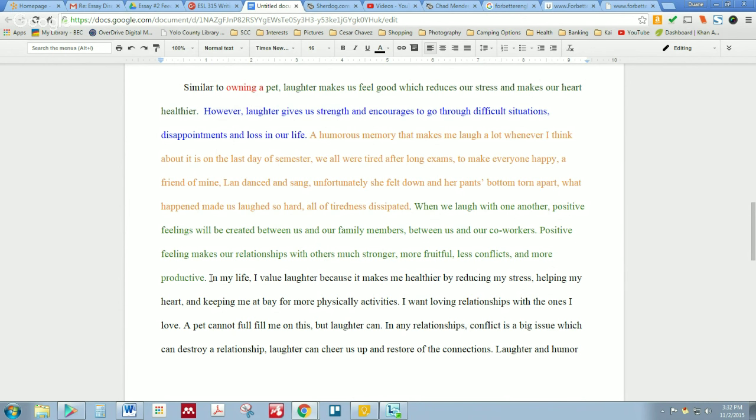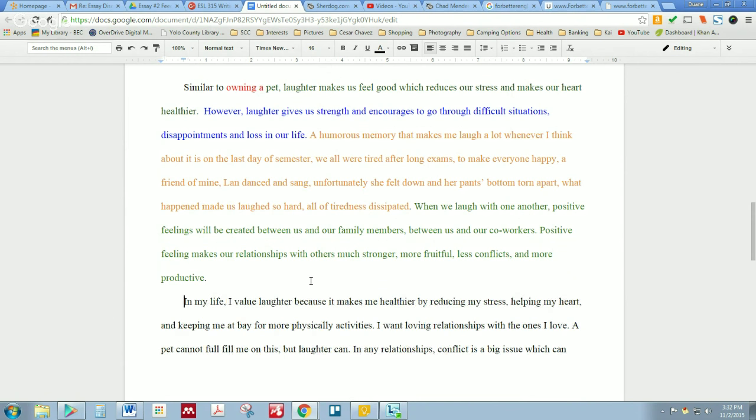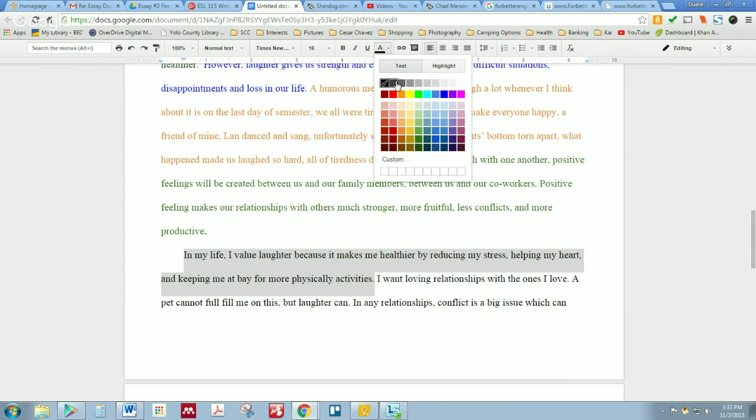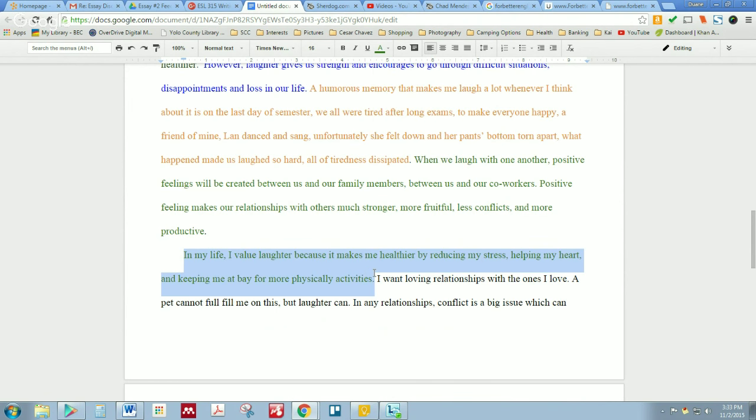And so instead of a long paragraph, this is more about her specifically. So why not make a new paragraph? "So in general, in my life, I value laughter because it makes me healthier by reducing my stress, helping my heart, and keeping me at bay for more physical activities. I want loving relationships with the ones I love. A pet cannot." So this is a topic sentence saying for her in particular, what she wants out of laughter.